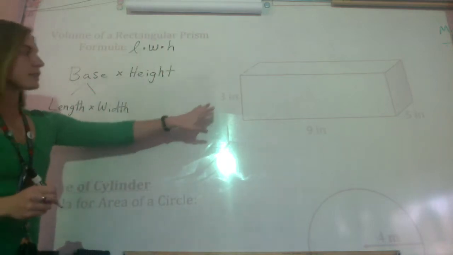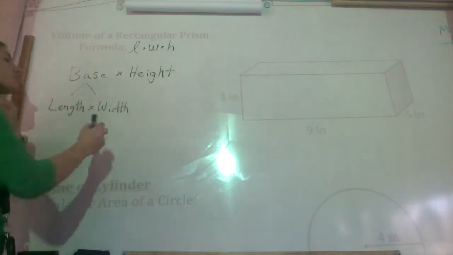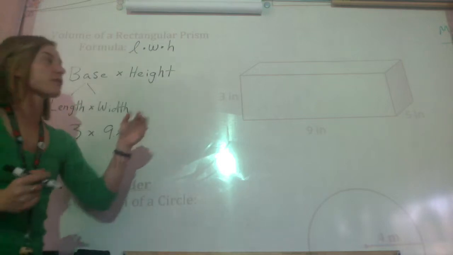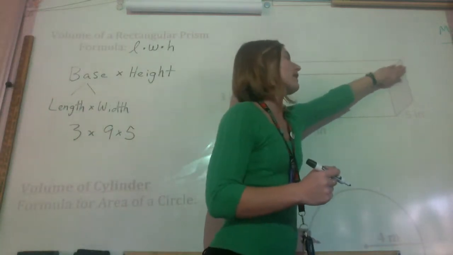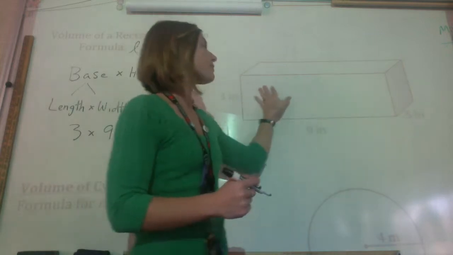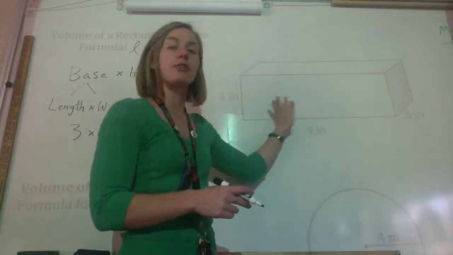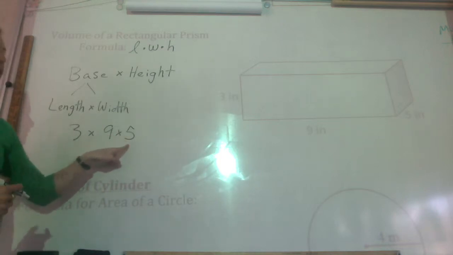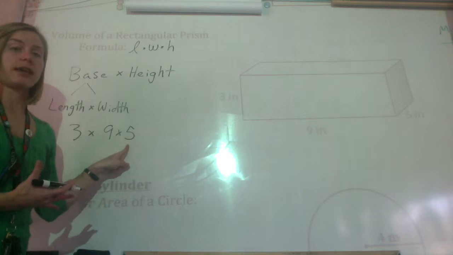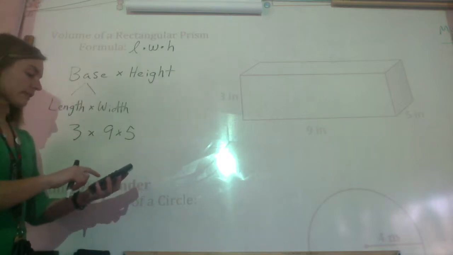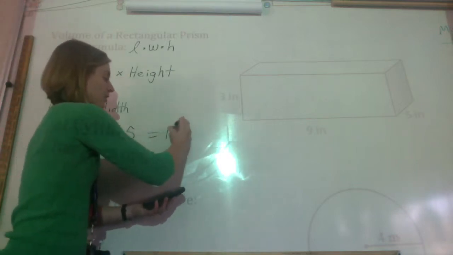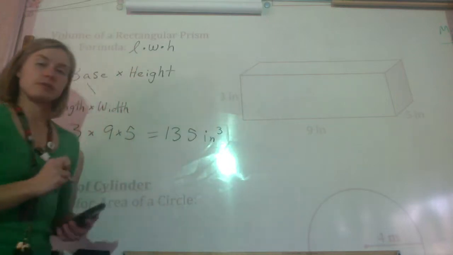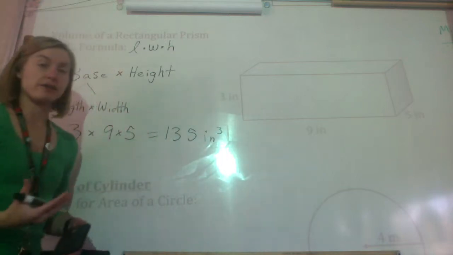So in this case, we need to do 3 times 9 times 5. Realistically, it doesn't matter which order you have them in. You can define this top one as the base, you can define this side one as the base, you can define this front area as the base, and then just multiply by the other dimension. So in this case, we need to do 3 times 9, which is 27, and then times 5. We'll need to use a calculator for that. When we put 27 times 5 into our calculator, we get 135. In this case, we have inches cubed, and it's cubed because it's a 3-dimensional measurement.